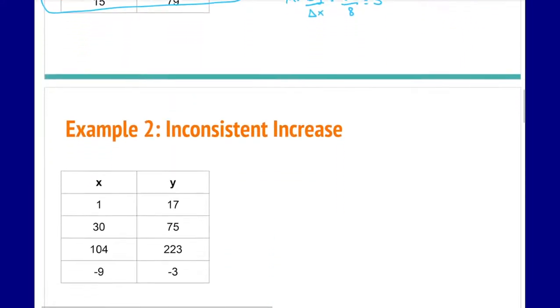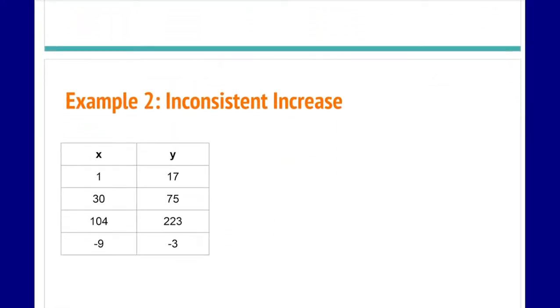If we look at the next one, another inconsistent increase. Just looking at this table, we can see it's inconsistent. Let's go change in y and change in x. So delta y from 17 to 75. Might need to break out a calculator. So 75 minus 17, this is an increase of 58. From 75 to 223, we get a change of plus 148. And then from 223 to negative 3, we get a change of negative 226.